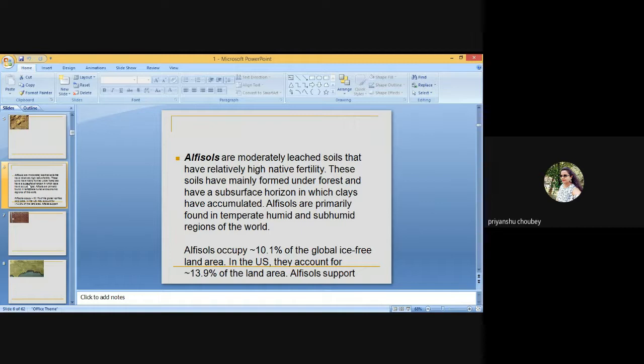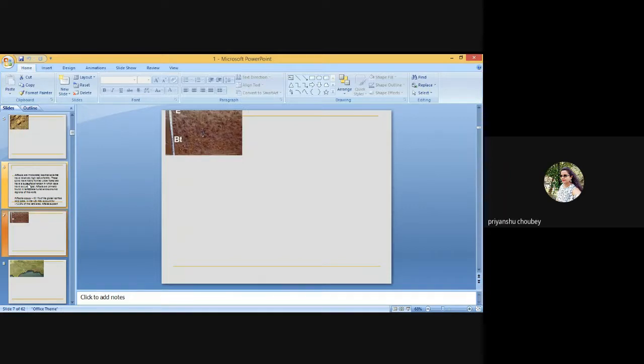These soils have mainly formed under forest and have a subsurface horizon in which clay has accumulated. Alfisols are primarily found in the temperate, humid, and subhumid regions of the world. Alfisols occupy 10.1% of the global ice-free land area, and in the USA they account for 13.9% of the land area. This is the alfisol picture.